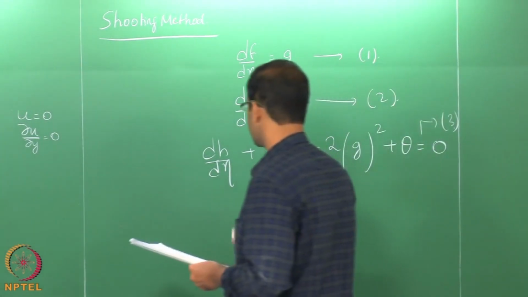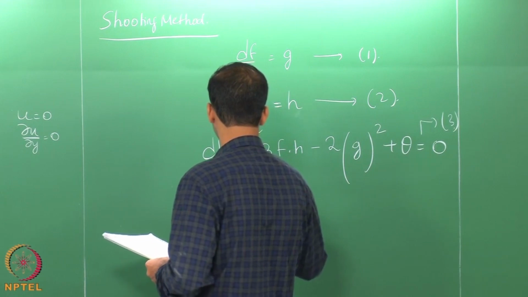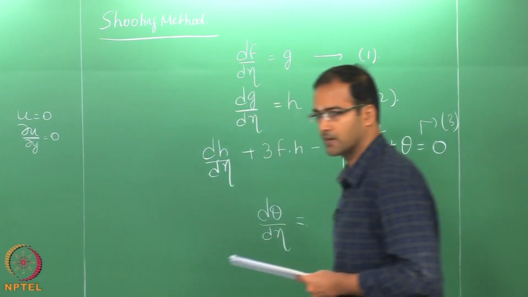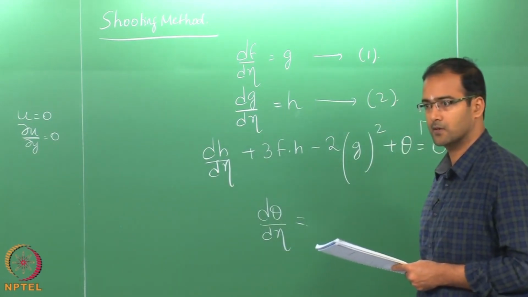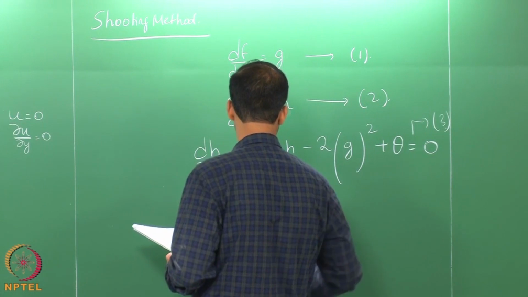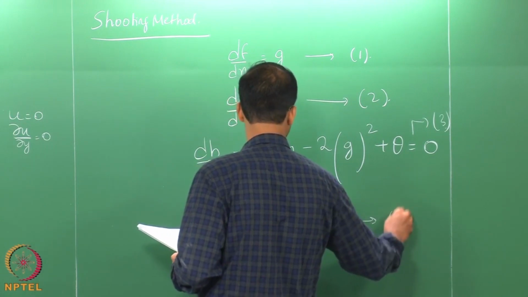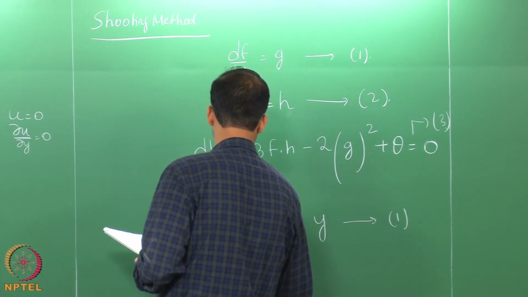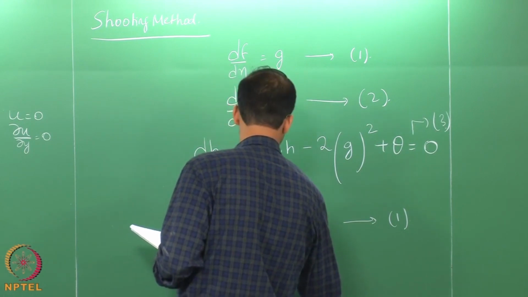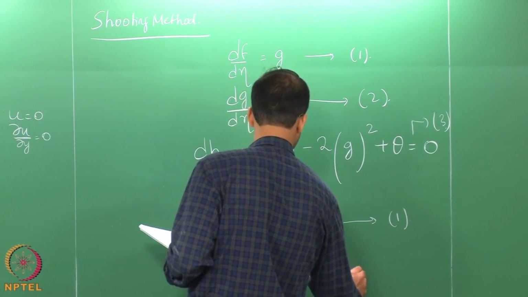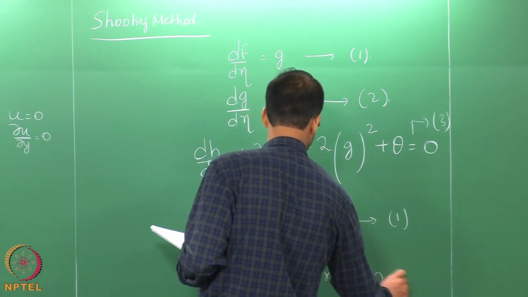Similarly, your energy equation, we can say d theta by d eta. So, what do you use generally? d theta by d eta is equal to, let us say something like y. Okay. This is your first order ODE. Next you have dy by d eta plus 3 Pr f into y is equal to 0.